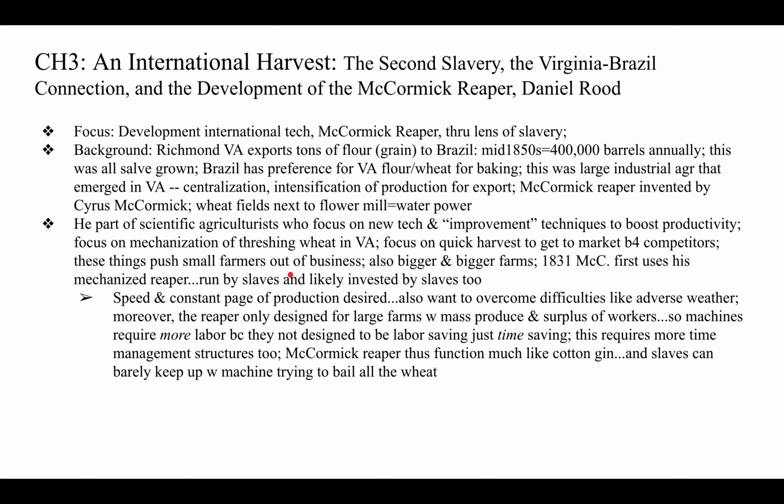This kind of competition facilitated the growth of big agriculture, centralization, pushing smaller farmers out of business, and bigger farms. New pieces of technology emerged from this context to accommodate these huge industrial farms, and one of these was the Reaper in 1831. They also desired speed and a constant pace of production that could overcome difficulties such as bad weather.